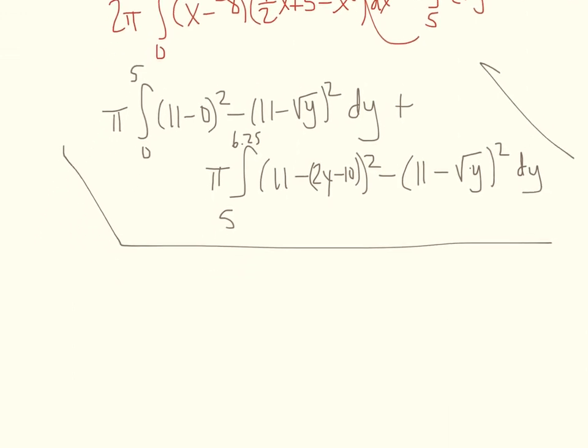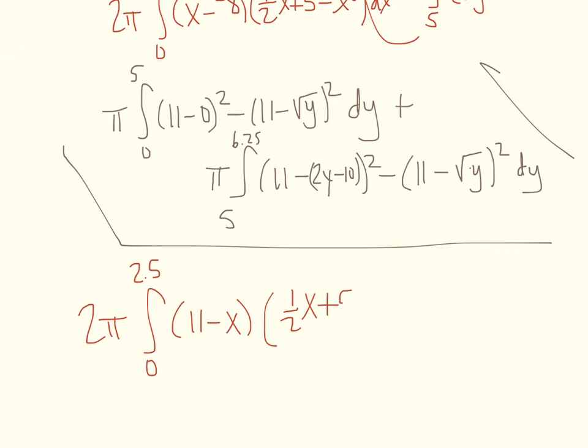Again, the benefit of the shell method is I can do 2 pi. My x's go from 0 to 2.5. My radius is going to be right minus left, 11 minus x. The height of my function is 1/2 x plus 5 minus x squared.